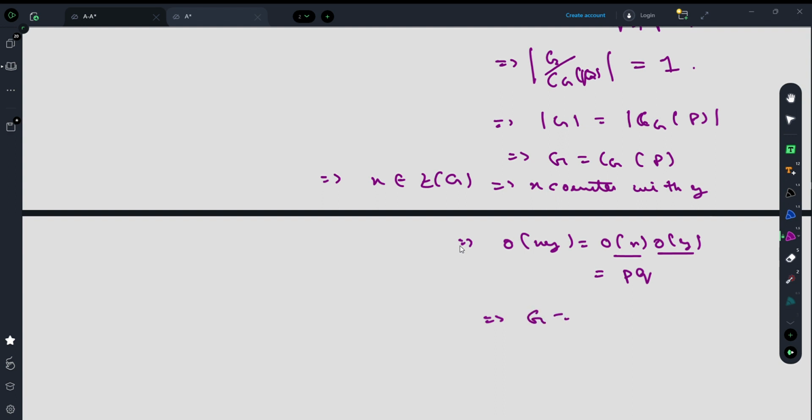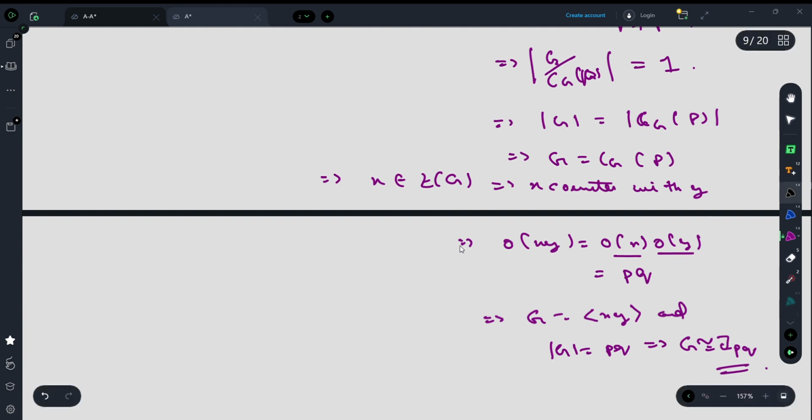But XY is an element of G, so there exists an element in G of order PQ, and the order of G is itself PQ. That means G is the subgroup generated by XY, and the order of G is PQ, so G is isomorphic to ZPQ, right? Clear?